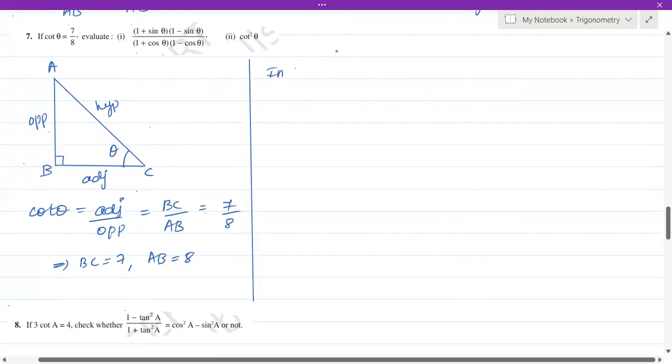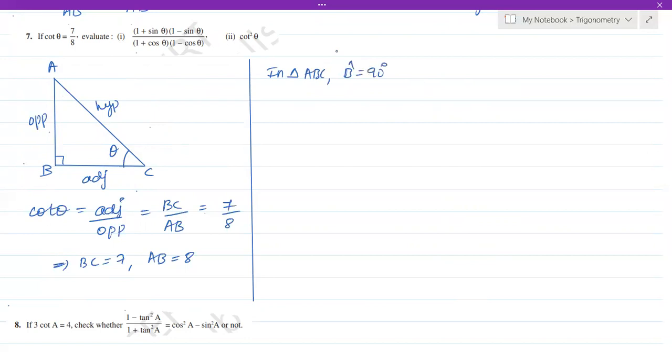So in triangle ABC, angle B is 90 degrees. Therefore, using Pythagoras theorem, what do we get? We get AC squared is equal to AB squared plus BC squared. So what is AC? We don't know. We have to find it. What is AB? AB value is 8 squared and BC value is 7 squared.